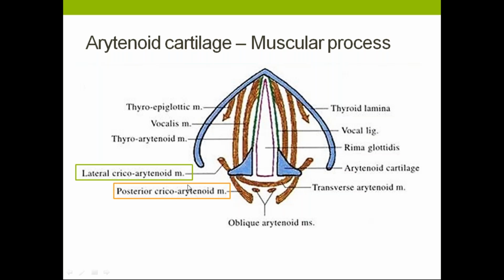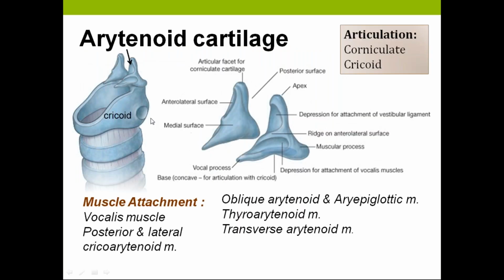So there will be two processes, vocal and muscular. Now if you see the summary of the attachments of the arytenoid cartilage, the muscles attached are vocalis muscle, posterior and lateral cricoarytenoid muscle, oblique arytenoid, aryepiglottic muscle, thyroarytenoid muscle, and transverse arytenoid muscle. This articulates with two cartilages: one is the corniculate cartilage, another one is the cricoid cartilage. It articulates with the cricoid cartilage here, and above it articulates with the corniculate cartilage. So that's all about the arytenoid cartilage.